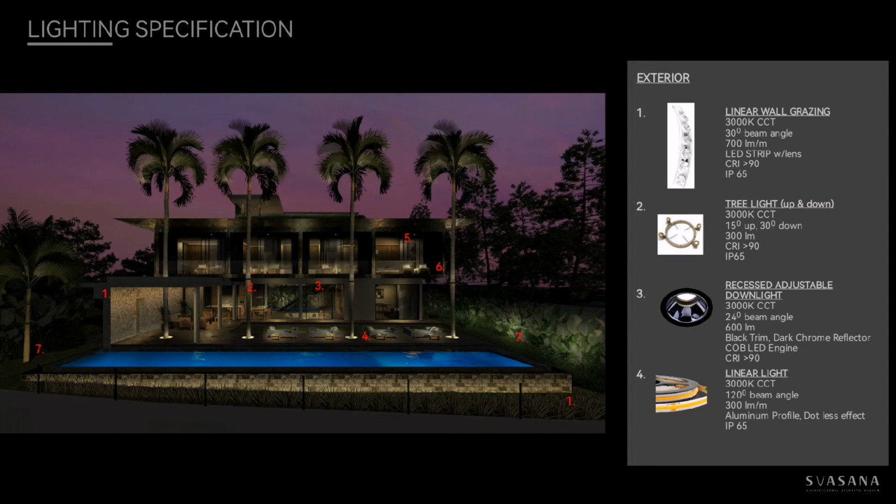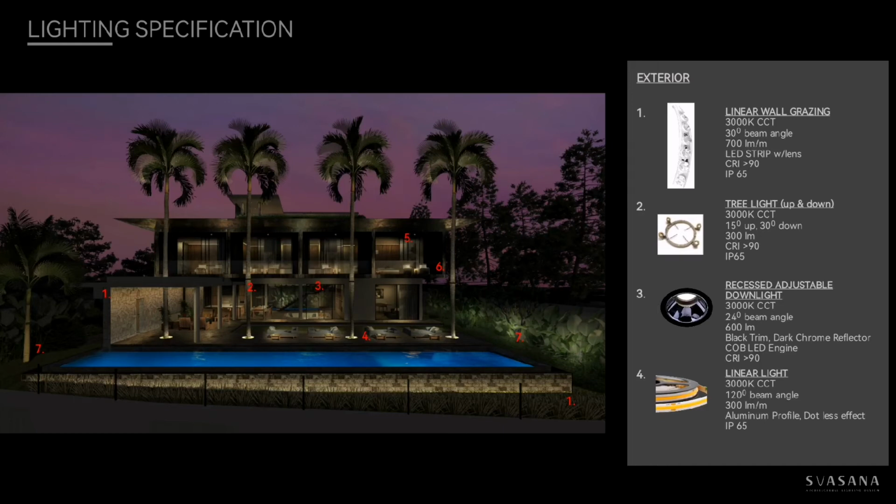Okay. And then number two, for the trees, we need to modify the spotlight a bit with the tree straps, so it can be adjusted up or down light. For the up light, we use a small beam angle to reach the top part of the trees, and for the down lights, we use a larger beam angle, so the general lighting for the floor is there.